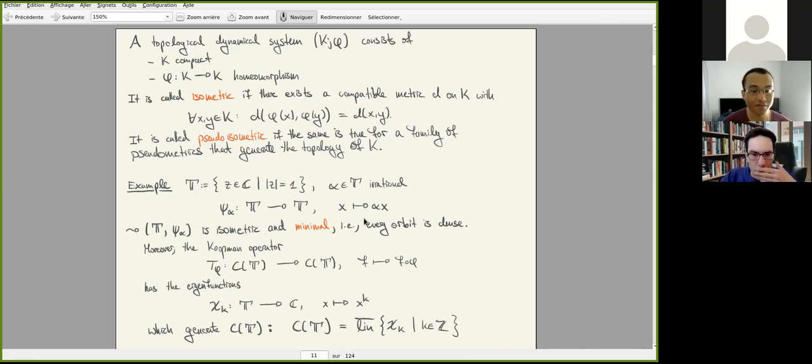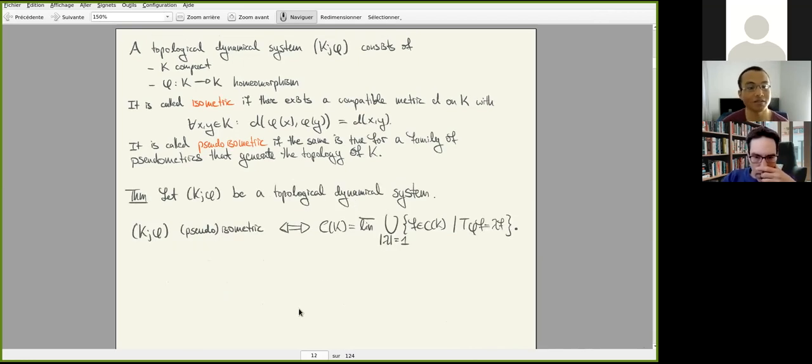Okay, and this is not a coincidence because there's the following theorem. This theorem says whenever you have a topological dynamical system, then it is pseudo-isometric, depending on whether it's second countable or not, if and only if the entire space, C of K, of continuous functions, is generated by eigenfunctions of the Koopman operator.